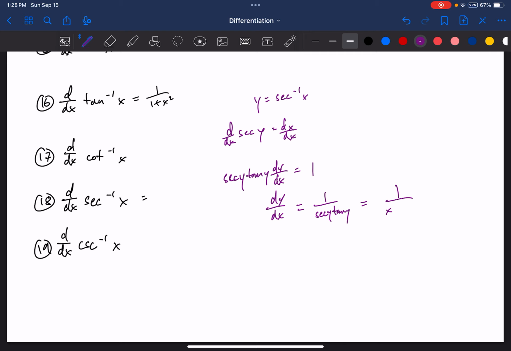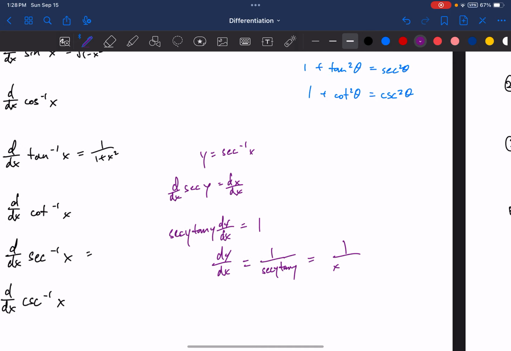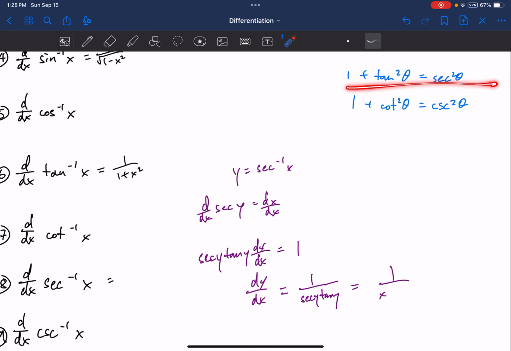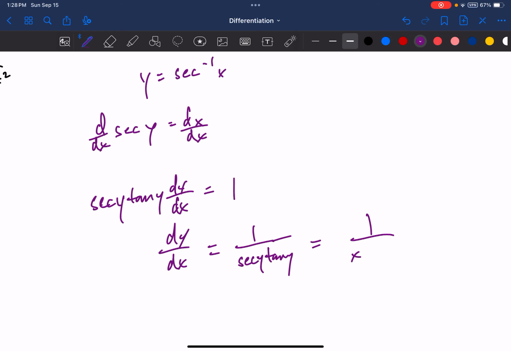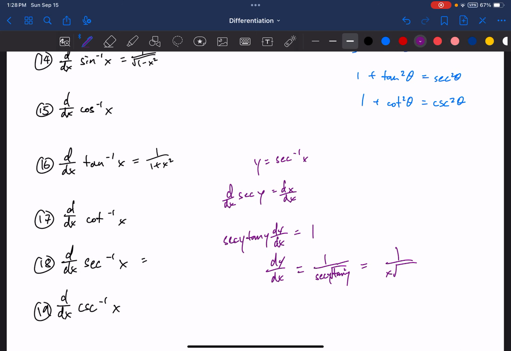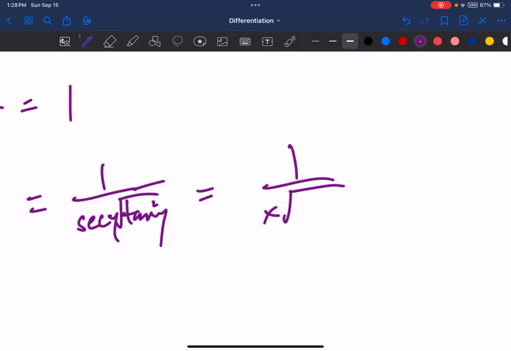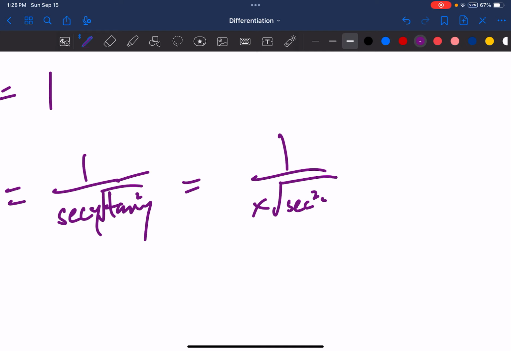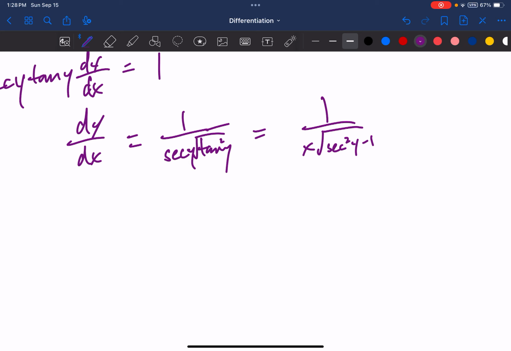For the tangent, I would use this equation right here, and then the same way I did with the sine, I would just take a square and then I will root this. So tangent square y would be equal to secant square y minus 1. And then since secant y is equal to x, this will be equal to x squared minus 1.